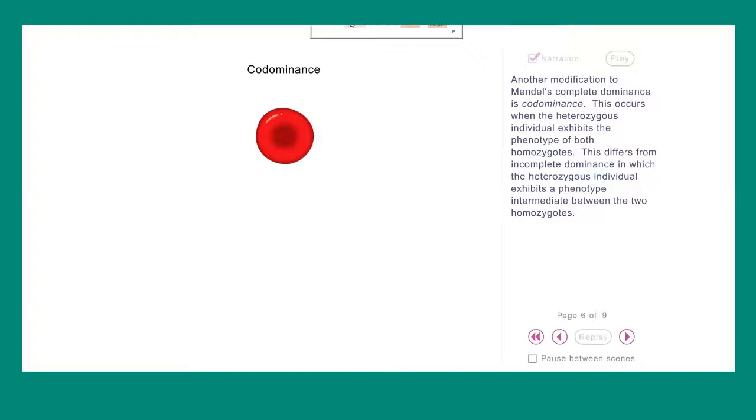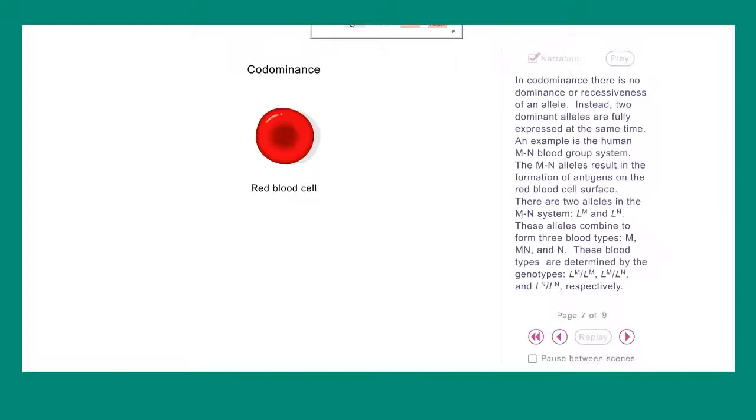Another modification to Mendel's complete dominance is codominance. This occurs when the heterozygous individual exhibits the phenotype of both homozygotes. This differs from incomplete dominance, in which the heterozygous individual exhibits a phenotype intermediate between the two homozygotes. In codominance, there is no dominance or recessiveness of an allele. Instead, two dominant alleles are fully expressed at the same time.